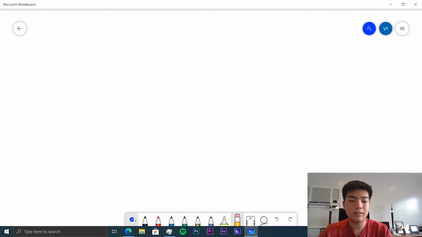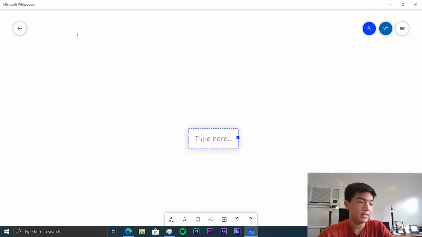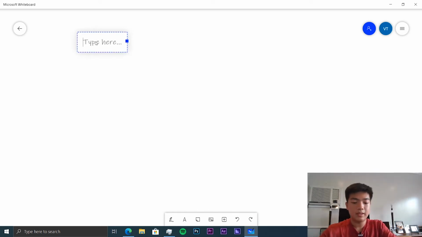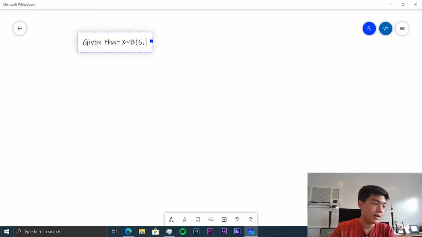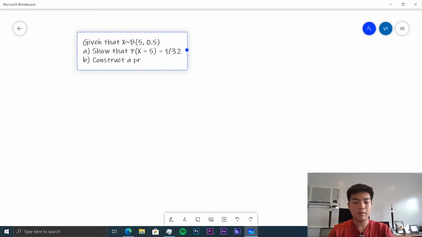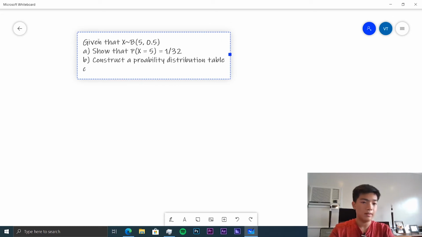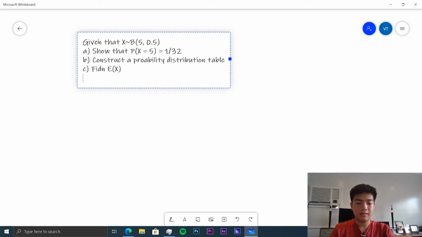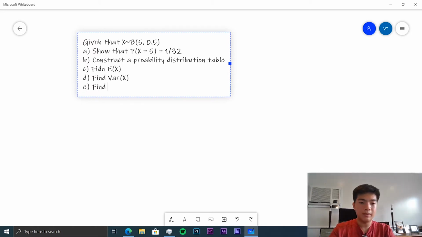Okay, on to the next question. Given that X is a binomial distribution with number of trials 5 and probability of success 0.5. First, show that the probability of X equal to 5 is equal to 1 over 32. Next, construct a probability distribution table. Next, find E(X). Next, find the variance of X. And finally, find the mode.